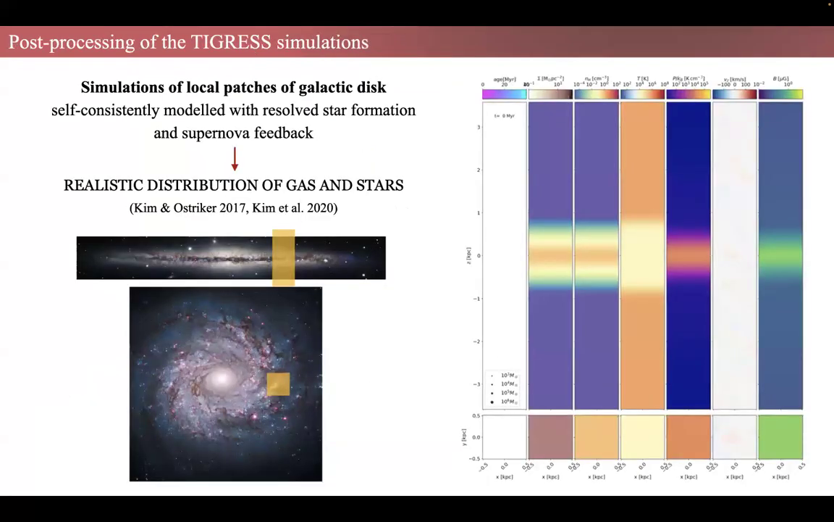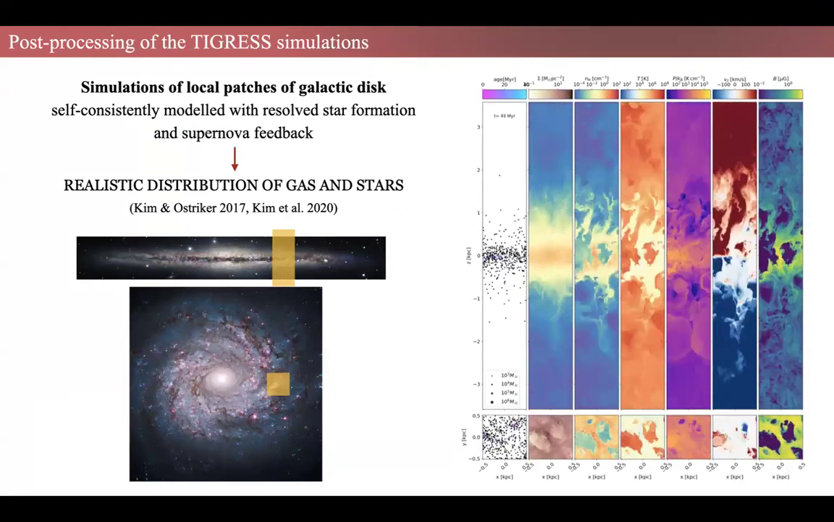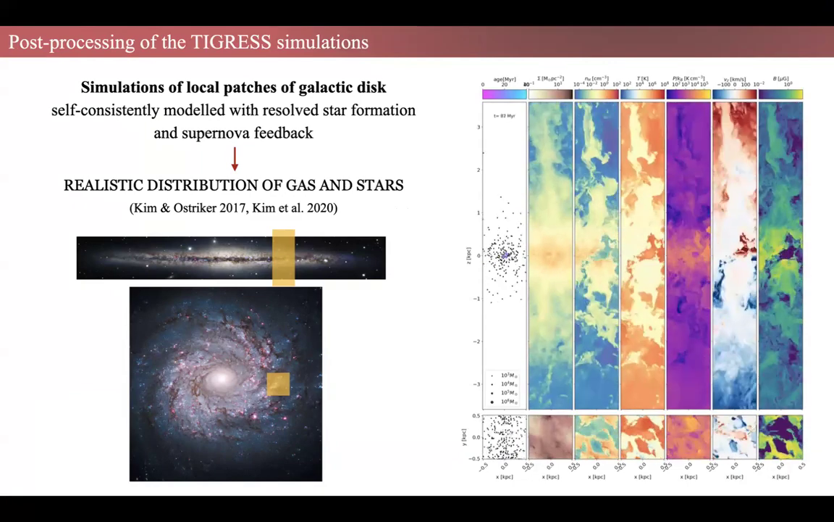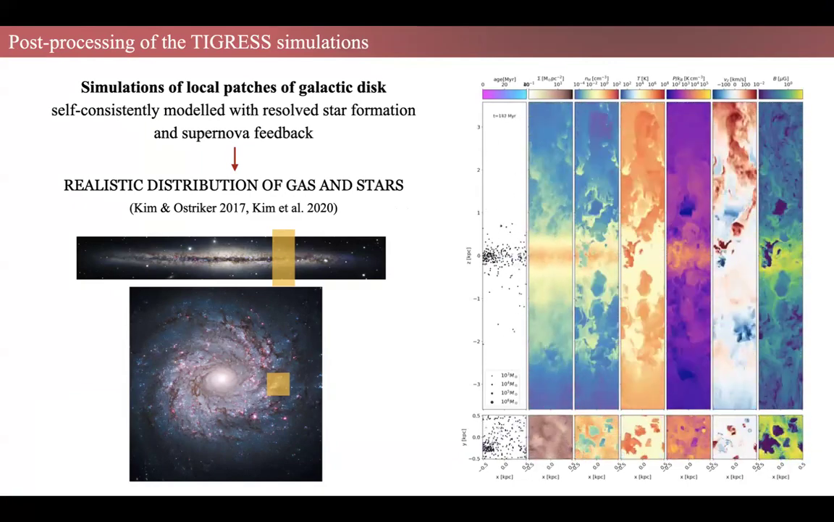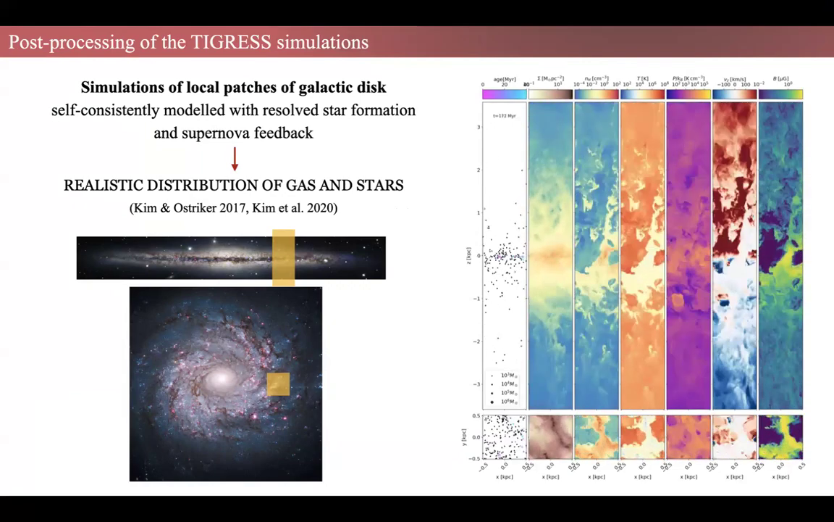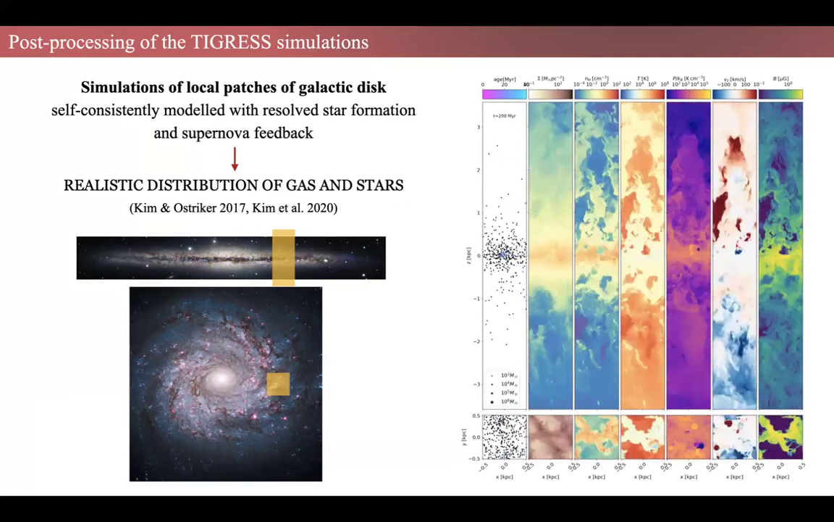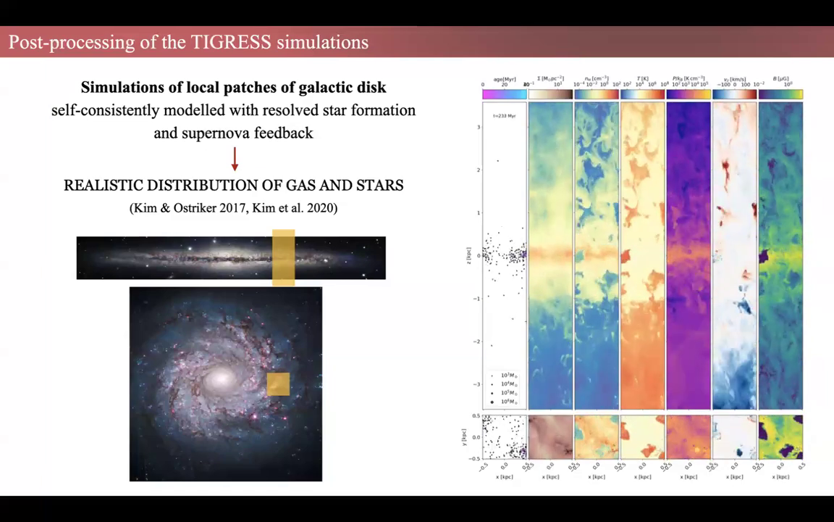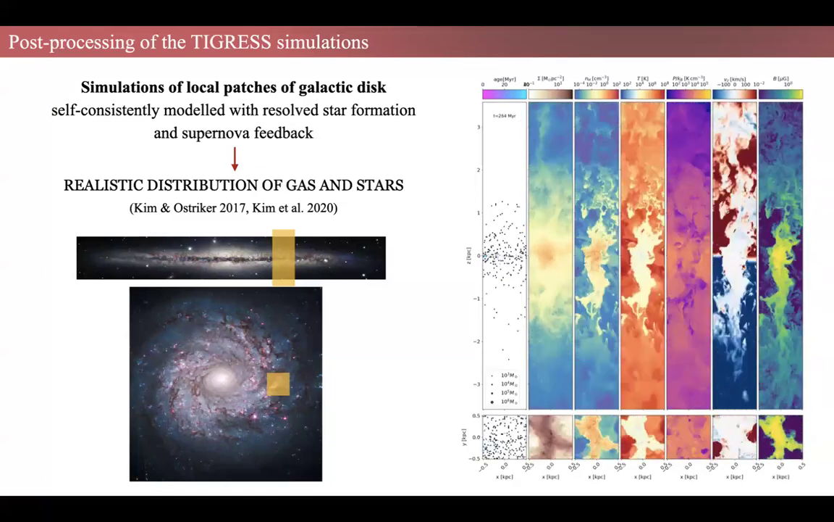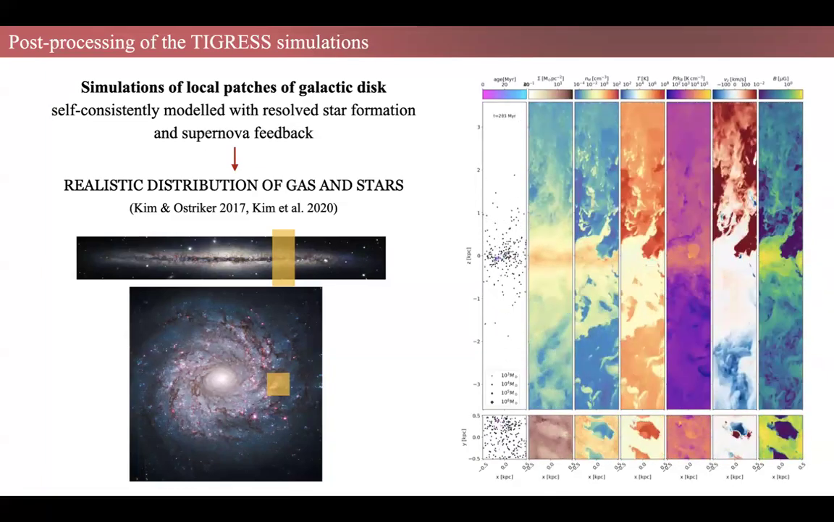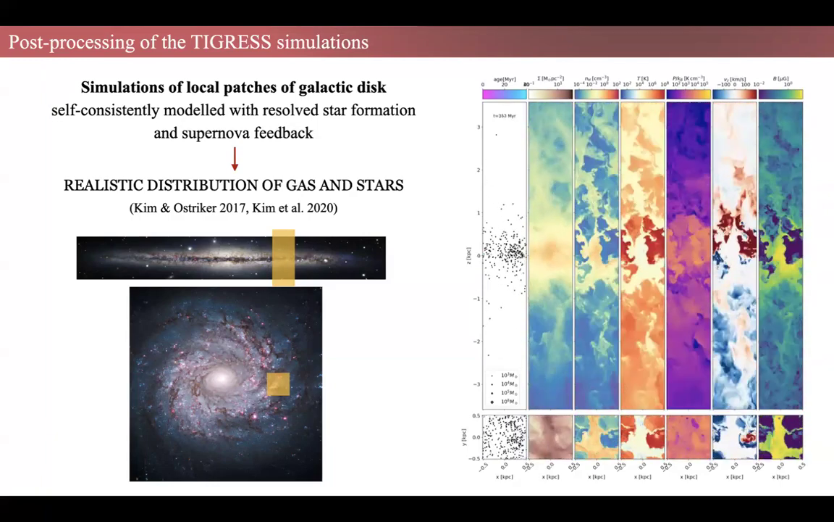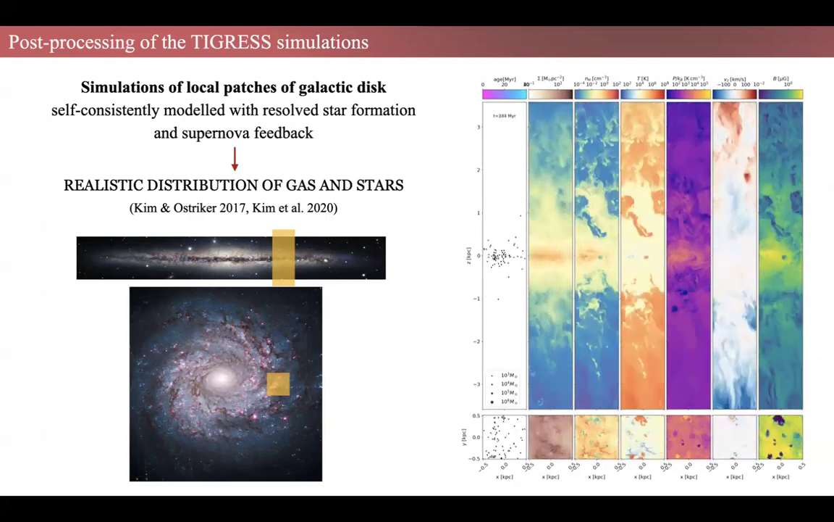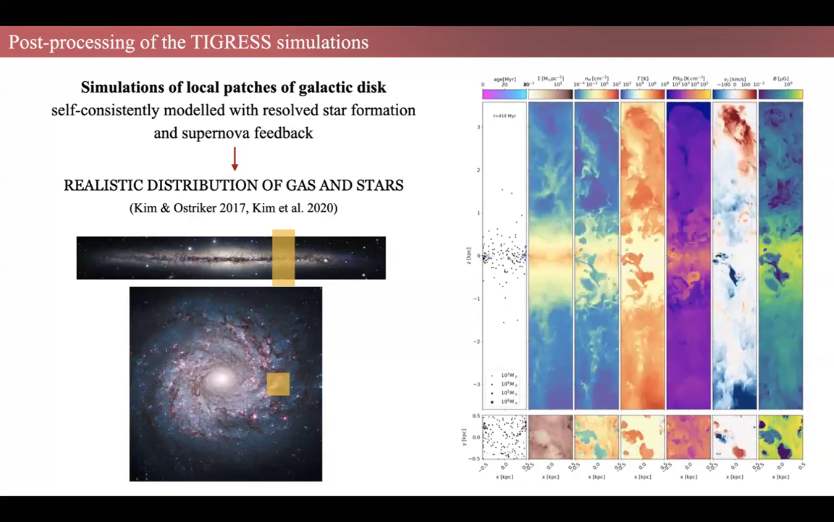Now, we used this code that I just described to compute the transport of cosmic rays within the Tigris MHD simulations of portions of galactic disks. The advantage of these local disk simulations is that star formation and supernova feedback are modeled in a self-consistent way, thus providing a realistic representation of the multi-phase interstellar medium.